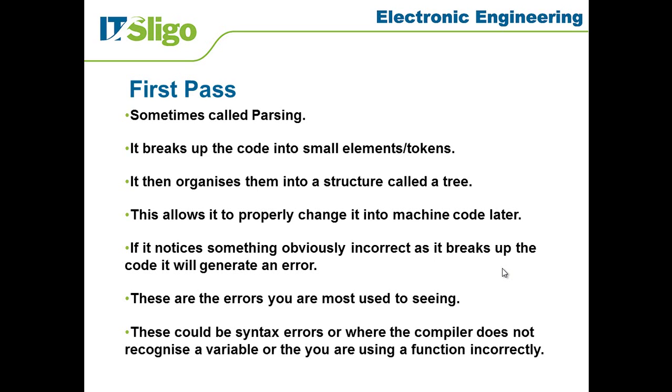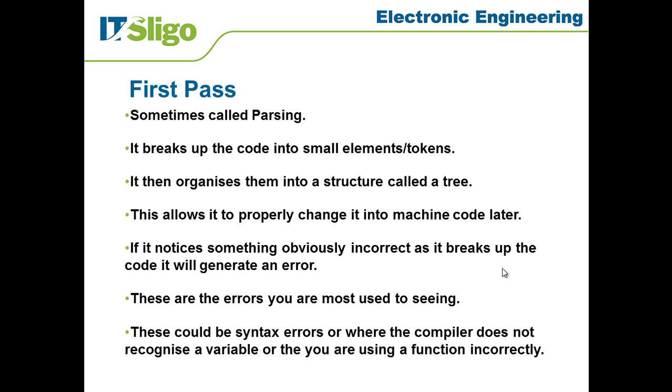If it notices anything that's obviously incorrect as it's doing this breakup of the code, in other words, if it's trying to break the thing up and it's saying, well, actually, I don't know what to do here, I'm not sure where to stop. This often happens if there's a semicolon missing or something and it knows that something's wrong, it can't properly construct the tree, it'll generate an error. So those are the errors that you're used to seeing when you run a program and you've made a mistake in it somewhere, like you've forgotten a semicolon, or you've done some other thing, like you've forgotten a bracket somewhere or a closing brace, any of those things that you might do wrong.